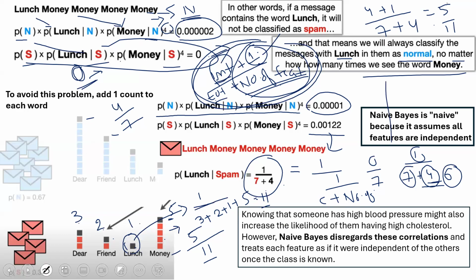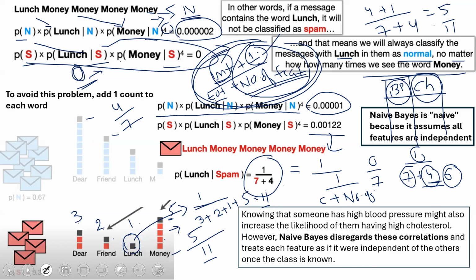So if your data set has blood pressure and cholesterol, they're actually correlated with each other, right? BP and cholesterol levels are strongly correlated. If BP is high, the cholesterol might also be high. But what naive Bayes will do is consider them as independent and calculate the individual probabilities of both of them. So they consider them as independent even if they are dependent on each other. That is the naive thing in naive Bayes.